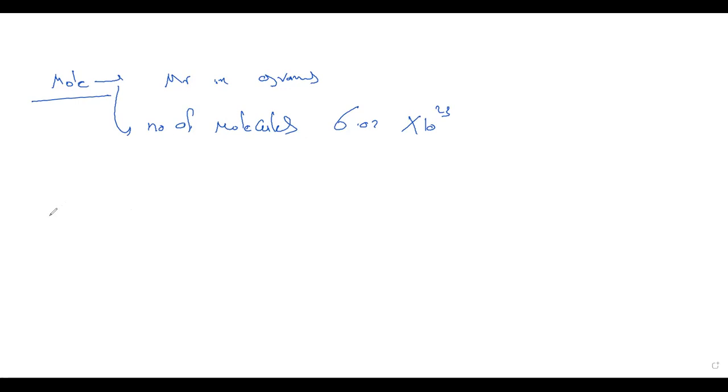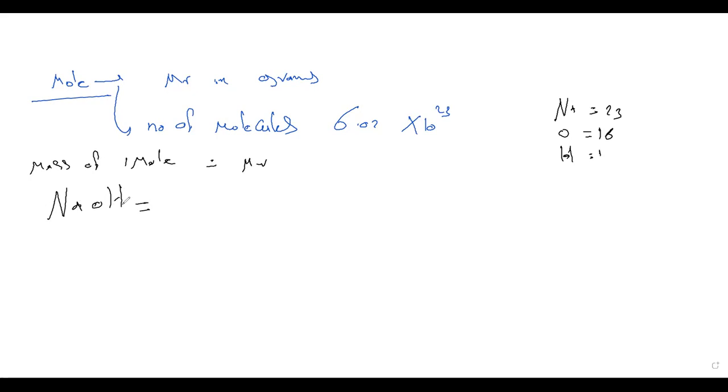For example, if we have NaOH, calculate the mass of 1 mole or the molar mass. Mass of 1 mole is equal to molar mass, knowing that Na equals 23, O equals 16, H equals 1.